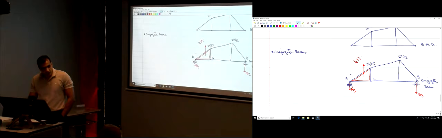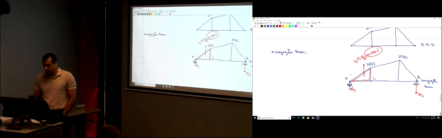How much is the height of the load? 21 divided by EI. So actually this is 31.5 kilonewtons meters square. So we have this concentrated force that is equivalent to that triangular load.